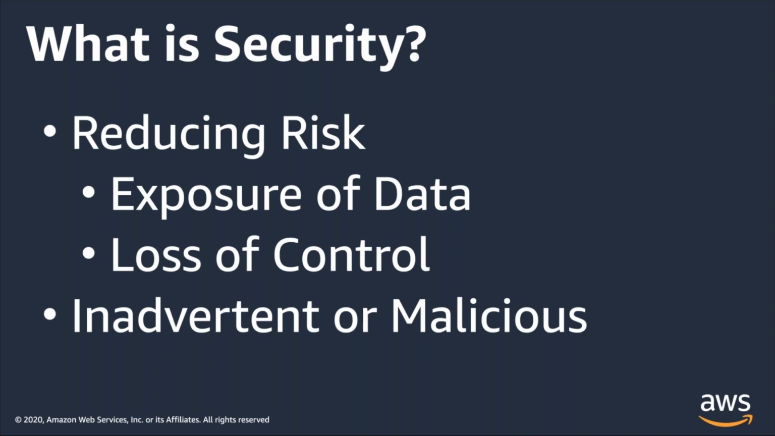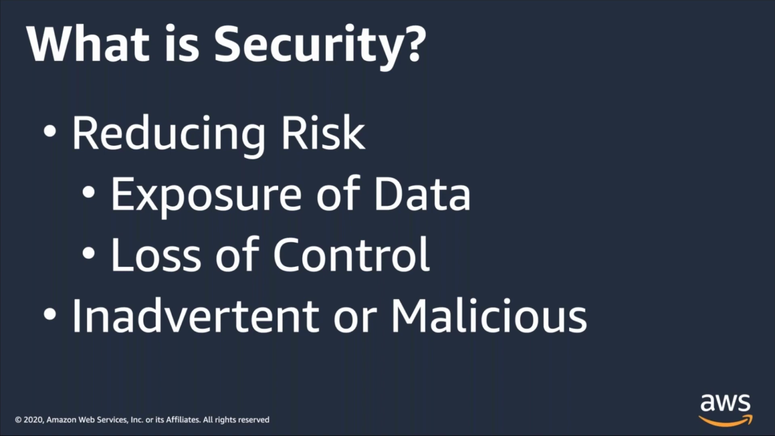We talk about it a lot, but we rarely define it. We think about security in terms of reducing risk. And there are two primary risks that we're concerned about. We're concerned about exposure of our data. We have all sorts of data with different levels of sensitivity, and we want to make sure that only the parties that should have access to the data actually do have that access. So we want to be concerned with the risk of exposure of data.